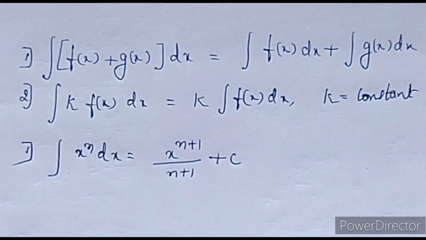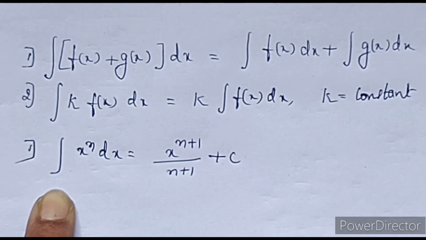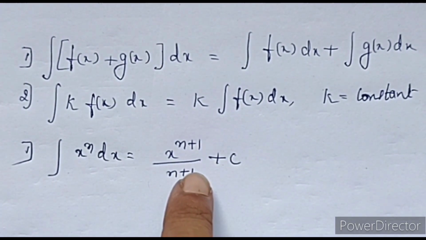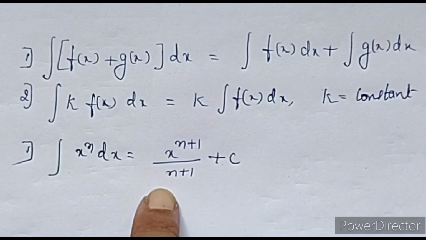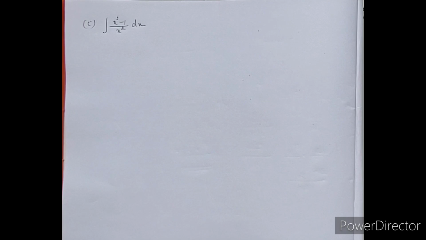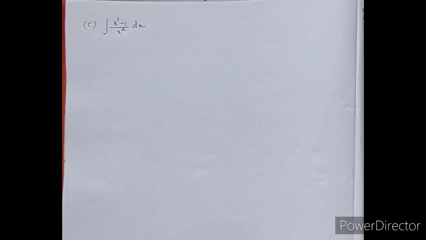Then we use the standard formula for integrating that function, that is integration of x to the power of n is equal to x to the power of n plus 1 divided by n plus 1 plus the constant of integration c. Now we shall solve the first problem, integration of x cube minus 1 divided by x square dx.